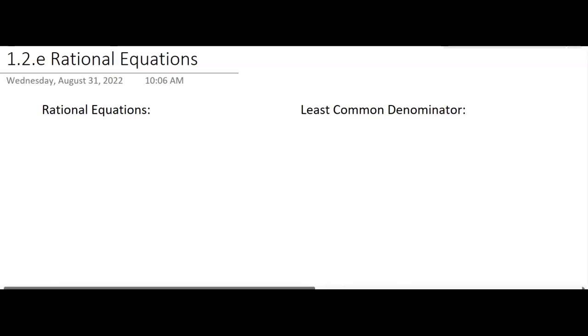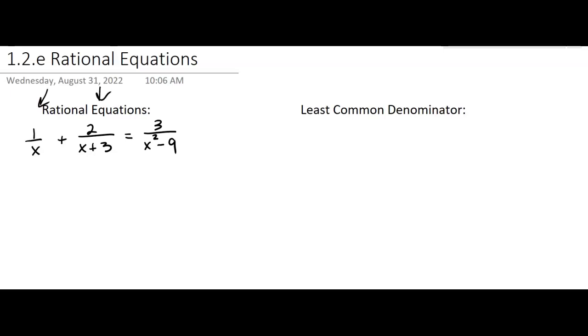Okay, so we worked with rational expressions in the preliminary chapter, but now we're going to take those expressions and put them in an equation, okay? So they're called rational equations. So let's say I have something like 1 over x plus 2 over x plus 3 equals 3 over x squared minus 9, okay? So this is probably bigger than what we normally would do, but something like that. So you see these rational expressions in there, right?